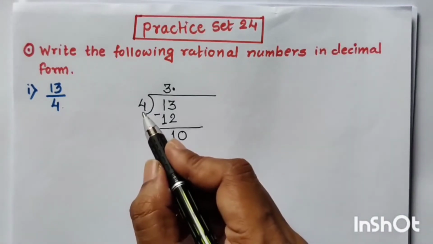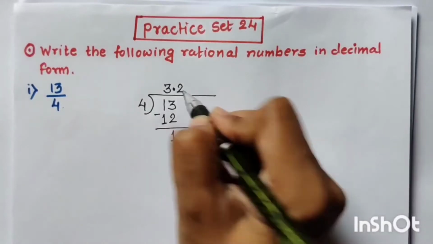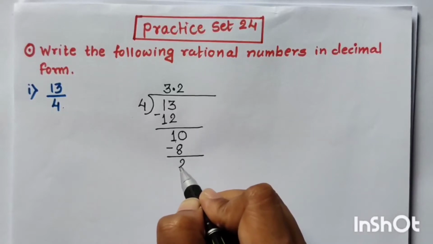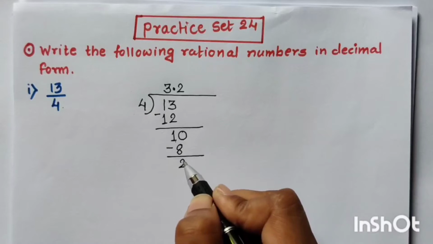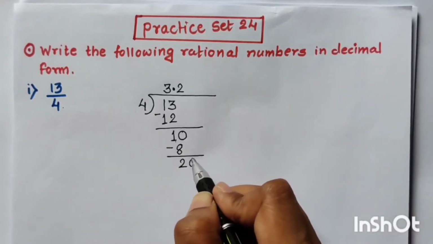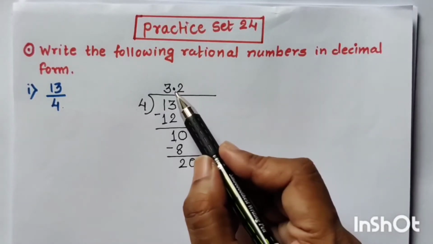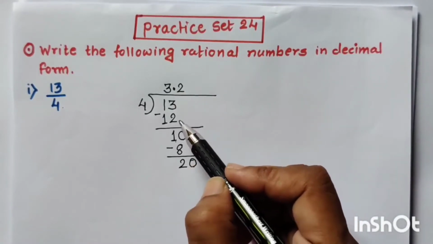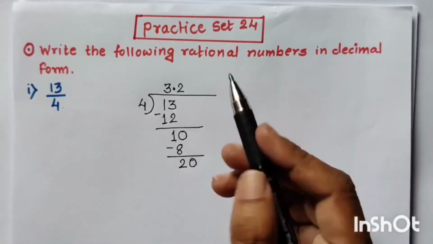Then we divide again. 4 2s are 8. 10 minus 8 we get 2. Now again we are getting 2. Our remainder is not 0. So again after 2 we will put 0. But for this 0, we are not going to put the decimal point in the quotient. The decimal point we have to put one time only, one and only one time. We are not going to put the decimal point again and again. It should be placed one time only.